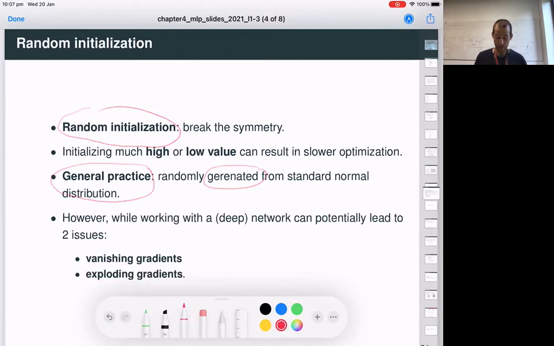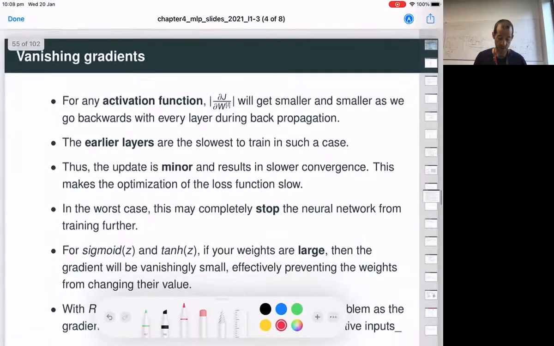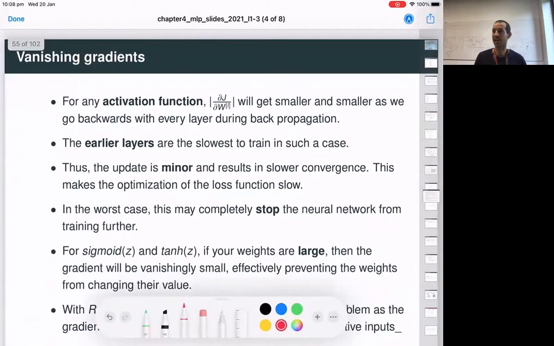So, general practice, standard normal distribution. But for deep neural networks, we can have two potential issues, which are called the vanishing gradient, which means that at one stage your gradient starts to be very, very small, or the exploding gradient, which is the reverse. So we will try to explain some intuition of the vanishing gradient and which activation can lead to a vanishing gradient issue.